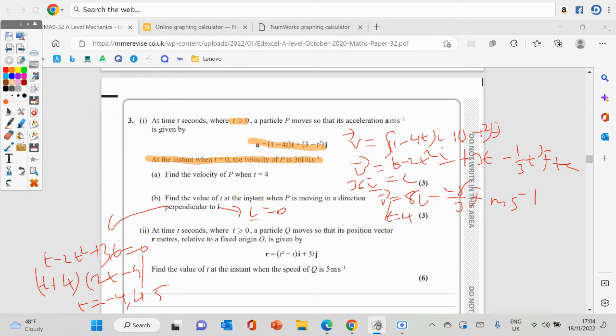T is 4.5 is useful. As t is positive, that means that t must be 4.5. Part 2. We've got... ooh, nasty. We want to find the value of t at the instant when the speed of Q is 5 meters per second.